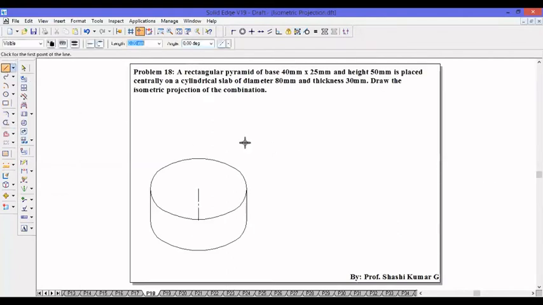Okay, now let us construct the rectangular pyramid of base side 40 mm by 25 mm. So 40 at 30°, 25 at 150°, 40 at minus 150°, 25 at minus 30°. Then find the midpoint by joining the opposite midpoints. If we join these two opposite midpoints, the midpoint of this line will be the center. Go for axis line and measure the height 50 mm at 90°. From that apex the vertex is joined to all the corresponding corners.